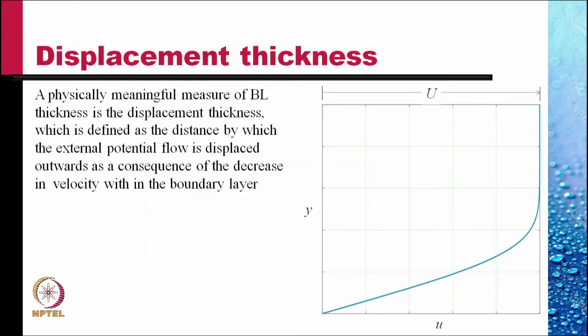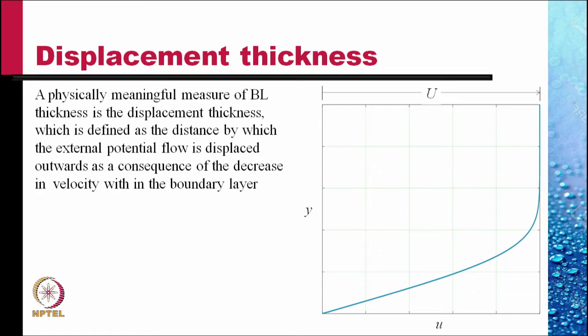But as we said, the boundary layer thickness defined in the manner earlier, that is where the velocity of the flow reaches 99% of the inviscid velocity, is arbitrary. A physically more meaningful measure of boundary layer thickness is the displacement thickness, which is defined as the distance by which the external potential flow is displaced outwards as a consequence of the decrease in velocity within the boundary layer.